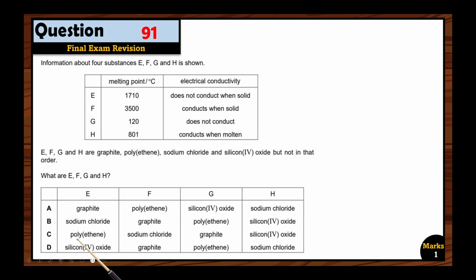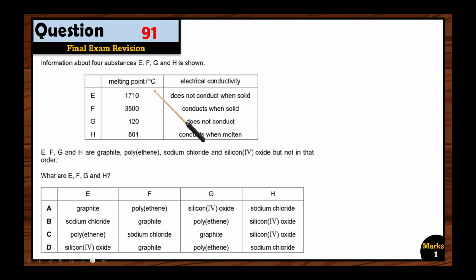So we have to see the option number E. Okay, so E is 1710. So graphite, sodium chloride, or silicon oxide, any one can be right. Why? Because the melting point is very high for E. So it can be a giant structure. So it can be graphite, sodium chloride, or silicon oxide. So C is rejected.